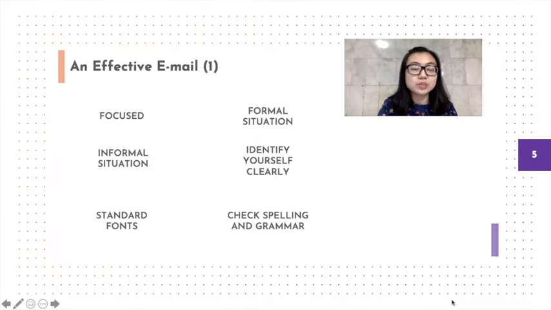An effective email has to be focused, you have to be very concise with your point. It can be applied to both formal and informal situations. Just make sure that you know the purpose of those two. Then you will need to identify yourself clearly. Say that if you don't know the person, then you have to identify yourself first. But if you already know them, you don't have to do that. You have to use standard fonts. Make sure that it's not a funny font that may make someone feel uncomfortable. And then finally, please do check your spelling and grammar after drafting your email.